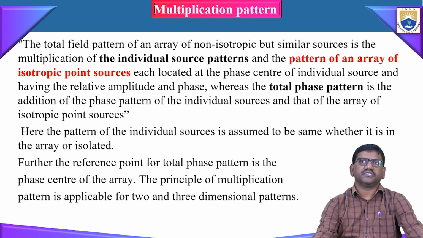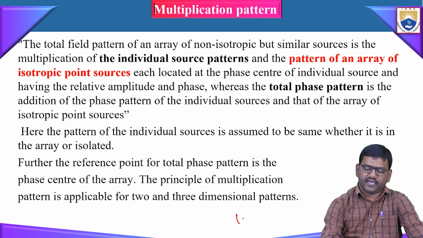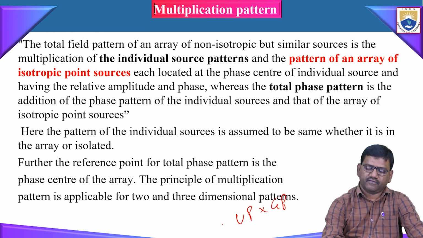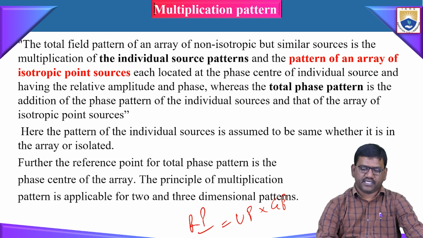Whenever we want to draw the radiation pattern through the method of pattern multiplication, first we need to know the radiation pattern of each individual element. That radiation pattern has to be multiplied with the pattern of all the elements of the array, which we call the group pattern. A group pattern is nothing but the pattern obtained from all the elements of an array, and the pattern obtained by each individual element we call the unit pattern. The unit pattern multiplied with the group pattern gives the resultant pattern, which we call the principle of pattern multiplication.